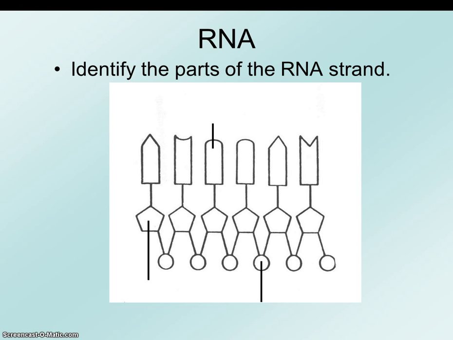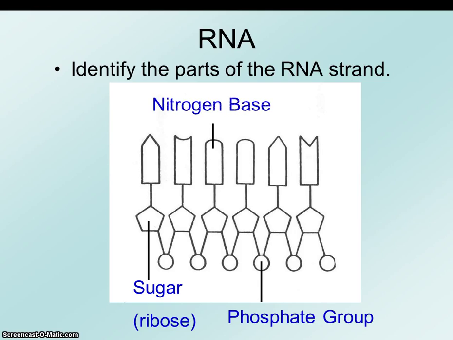If we were to label the parts of just an RNA strand, that would be your sugar, there would be your phosphate, and then there would be your nitrogen base. Notice the picture is different than DNA, because on DNA there would be another strand up here in the picture. So this is only single-stranded. You notice there's a nucleotide, here's a nucleotide, here's a nucleotide, and so forth. It's just a single strand of nucleotides, whereas DNA is a double strand.